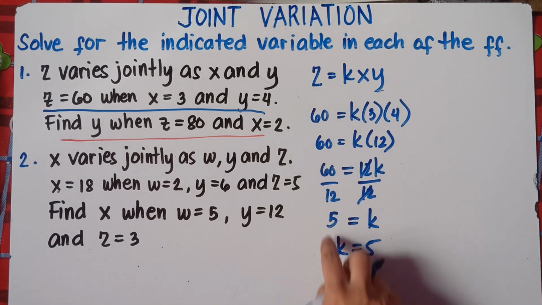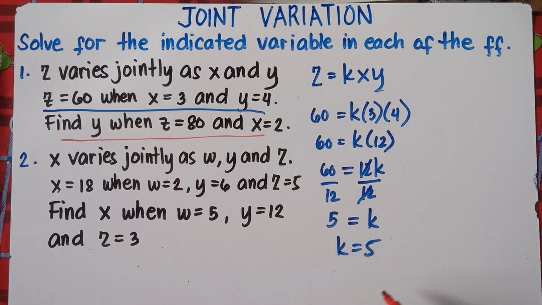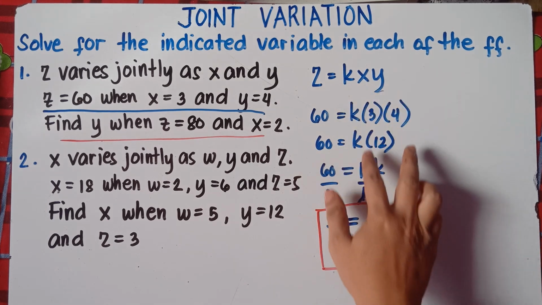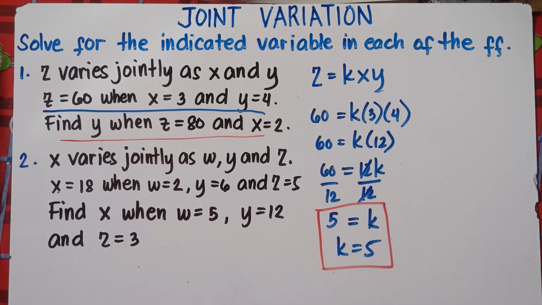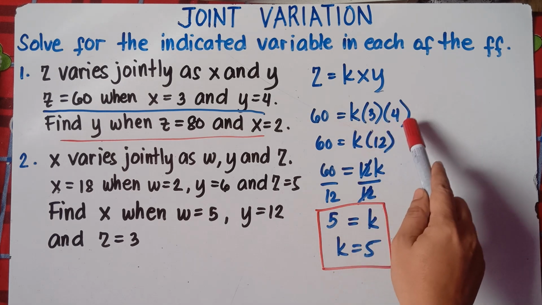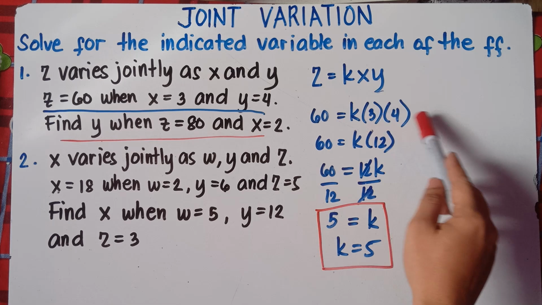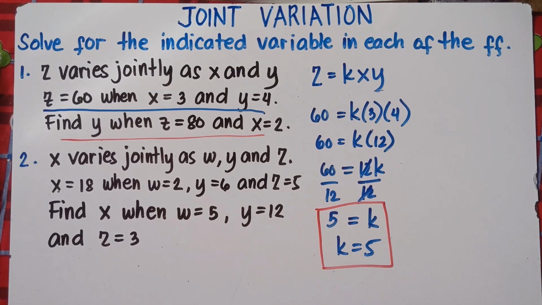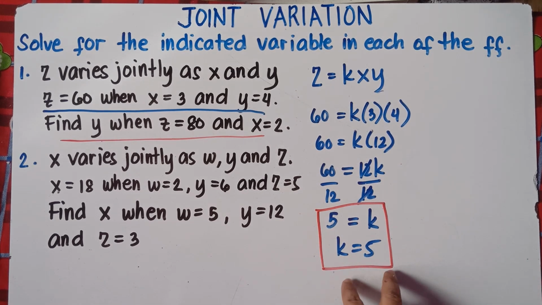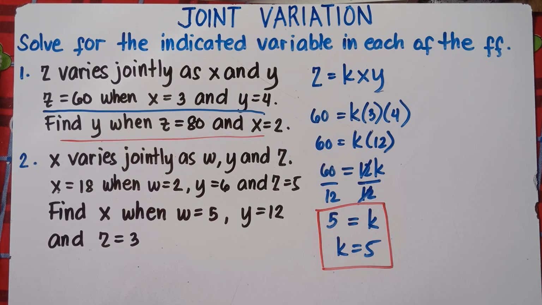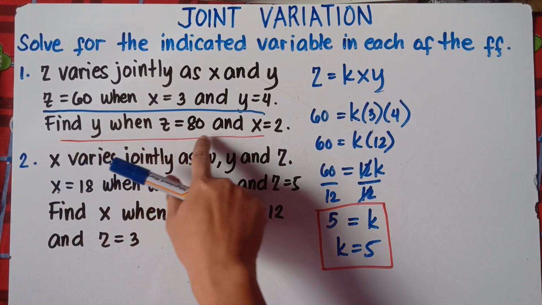Once again, class, do not be confused. 5 equals k is the same as k equals 5. In this scenario, you simply multiply k, x, and y given the second statement, class. K times 3 is 3k, times 4 is 12k. But if not, you can do it individually: multiply the numbers, and then multiply k and 12. So our k is 5. Now, once you get k, you can simply substitute this k into the equation, given the last sentence, class. We're told to find y when z equals 80 and x equals 2.